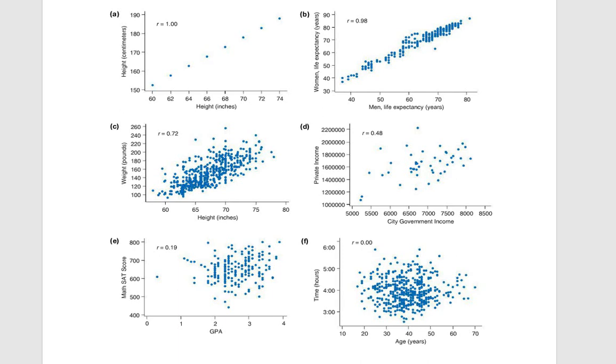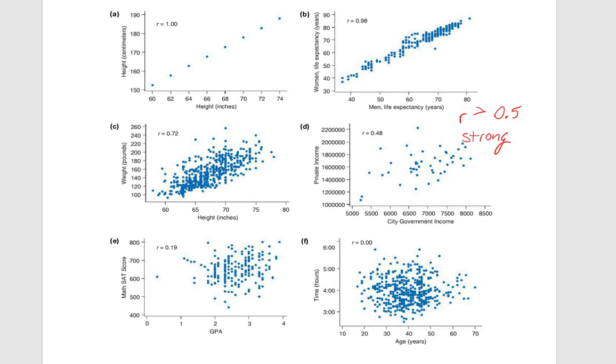Now, as we go down, we can see that there's a lot more spread as our R value gets smaller and smaller. One of the rules of thumb that I like, it's not a hard and fast rule, is that if R is greater than 0.5, I like to say that that's a strong association. Otherwise, I say it's more on the weak side. So we can use these pictures as a guide.